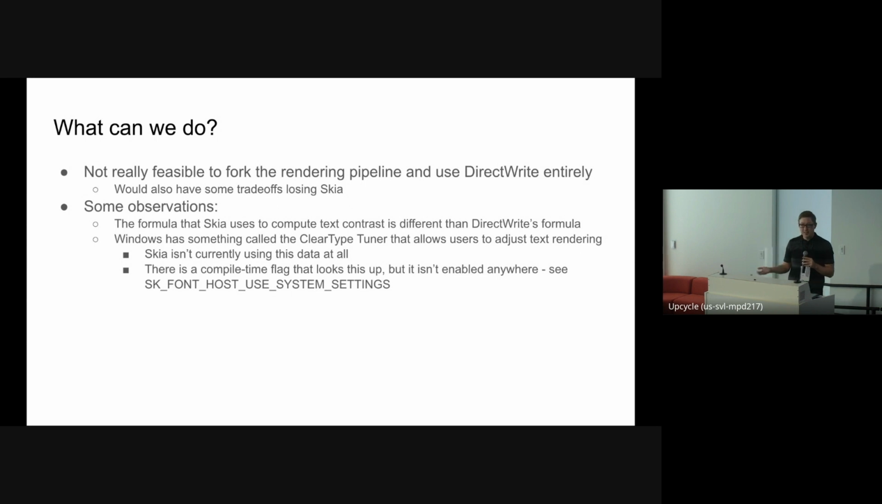And so he did make some really good observations, though, which is that the formula for contrast I mentioned is subtly different between DirectWrite and Skia. And then the other thing is that Windows has some settings to change what text looks like. Those used to be applied in our old non-Chromium Edge, and they were no longer getting applied. So for users who cared about text and tweaked this, it was just getting lost. So I think those were very compelling.